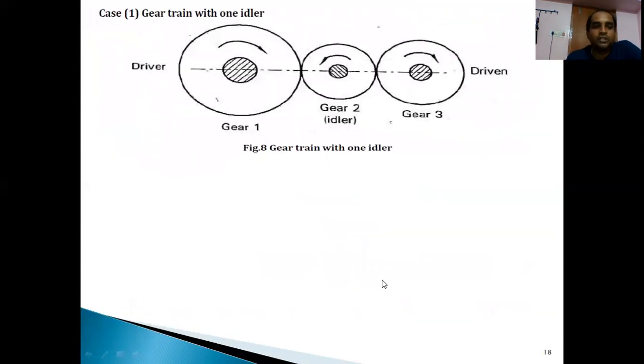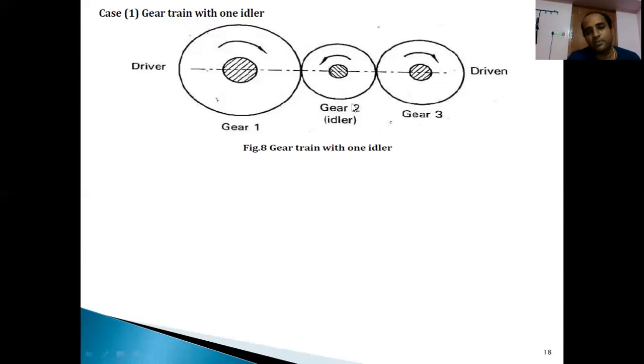Now, there is one case. Let us understand this case. The first case is a gear train with one idler. In this picture, you can see there are two gears. This is the driver gear, which is rotating in the clockwise direction. There is a driven gear, which is also rotating in the clockwise direction. But between these two gears, there is one idler gear.